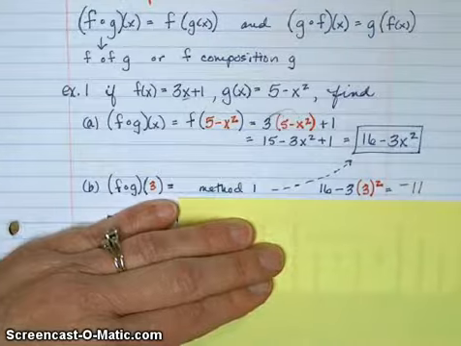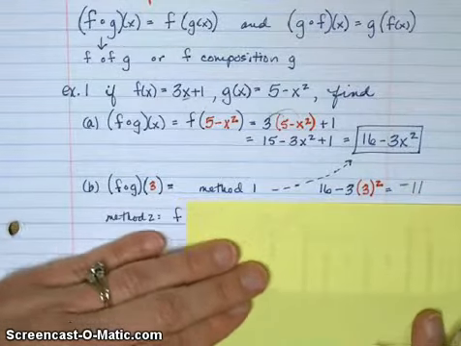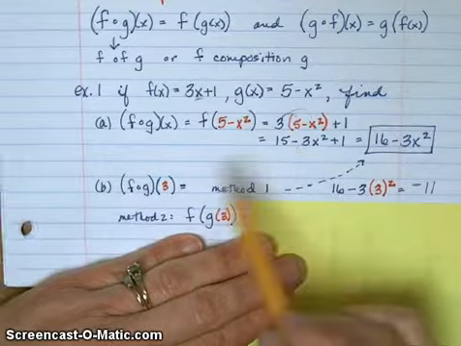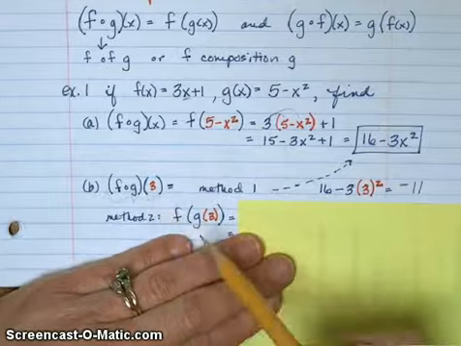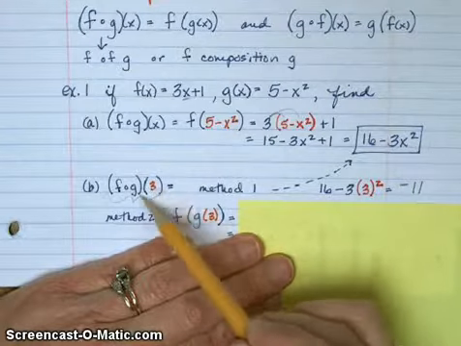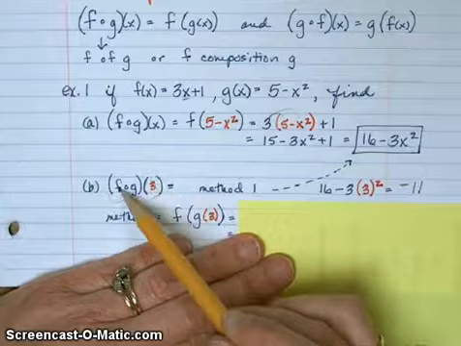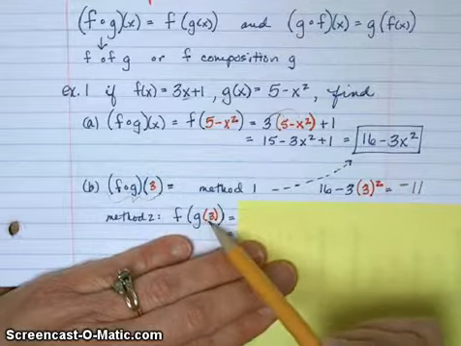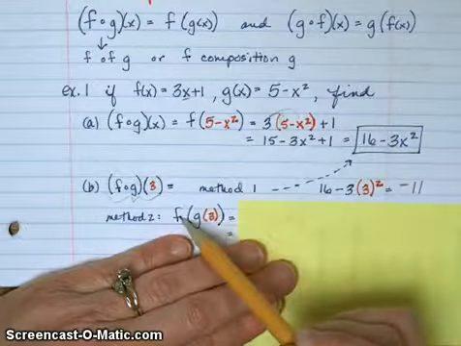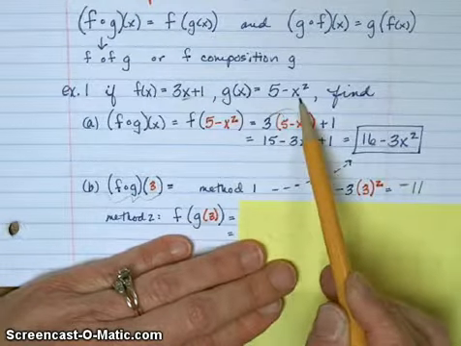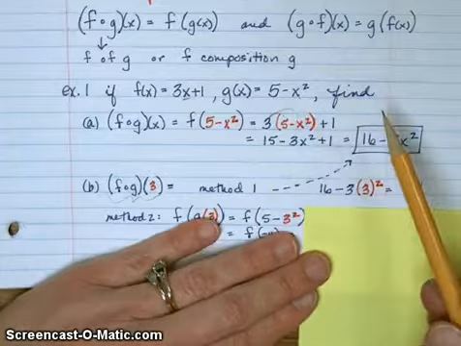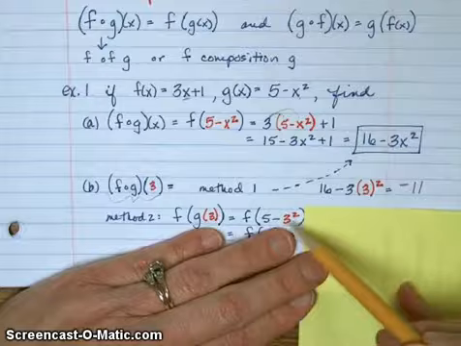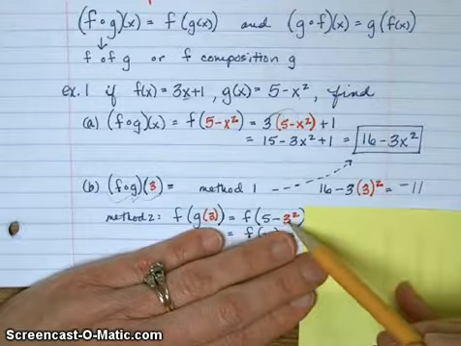Okay? Method 2 states that if you pretend you hadn't done this, and you just are looking at this composition, you're going to evaluate g at 3 and then use that in f. So we're going to evaluate g at 3 first, and then plug that value into f. Here's g, 5 minus x squared. So we need to do 5 minus 3 squared. We're evaluating it at 3. That's 9. 5 minus 9 is negative 4.